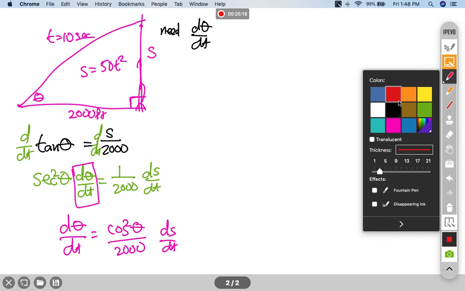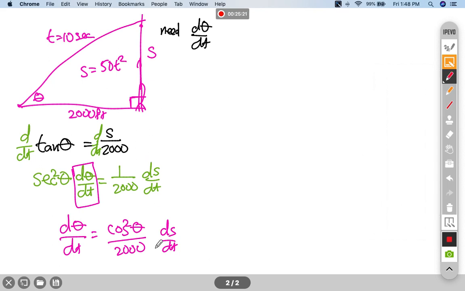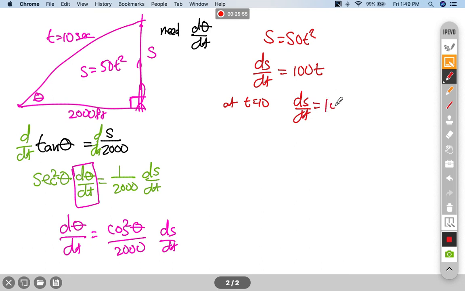So now let's start trying to find something. Let's start with ds dt, because I know s equals 50t squared. So ds dt equals 100t. So at t equals 10, ds dt equals 1000. So that's good. I got one of them.